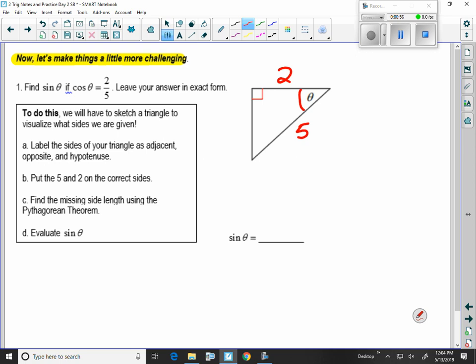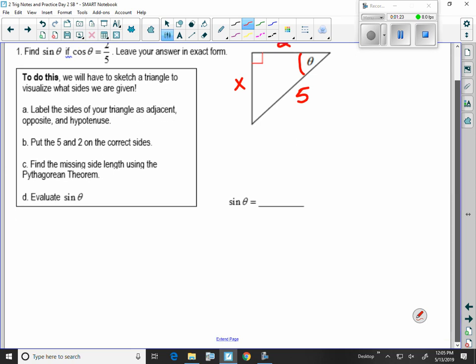Sine of theta is what over what? Opposite. Do we have this opposite side? No. We do have the hypotenuse though, right? Okay. So it says to do this, label the sides, adjacent hypotenuse, put the 2 and the 5, find the missing side using Pythagorean theorem. Anytime we have a right triangle or missing one side, we can use Pythagorean theorem to solve. So we would do 2 squared plus b squared equals 5 squared.